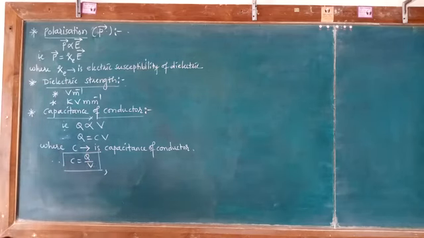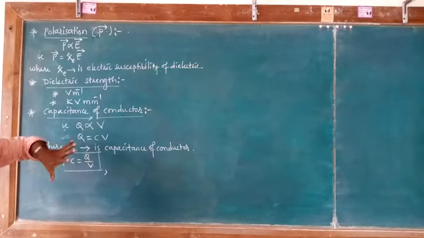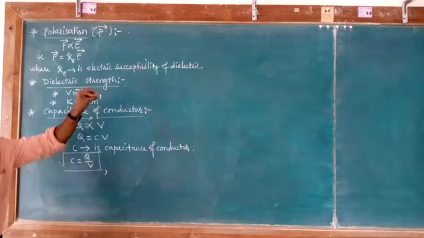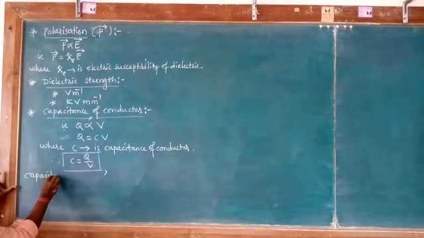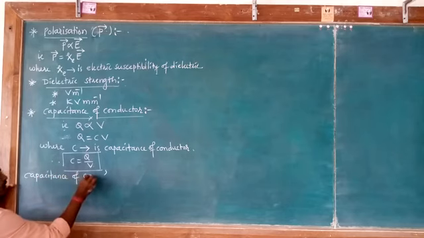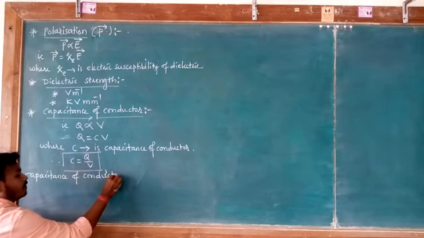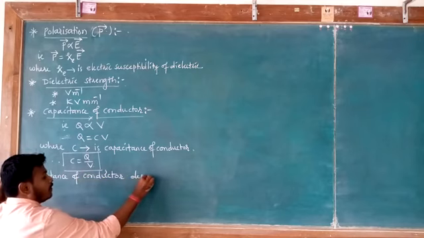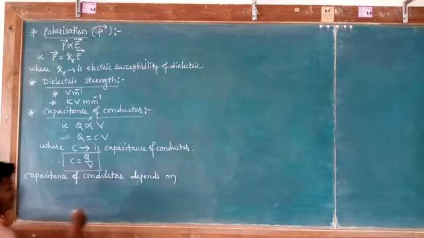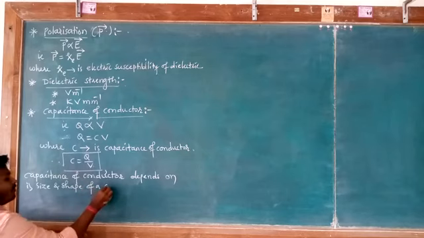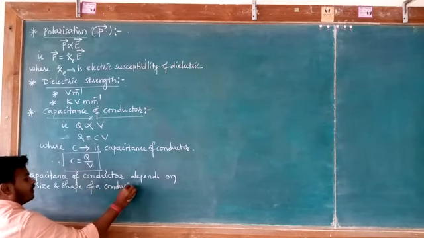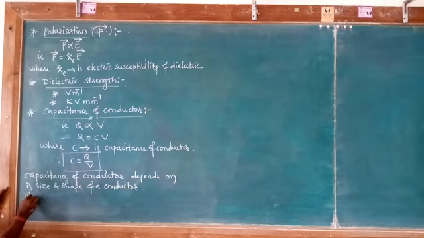The same way, by the help of this information, we have a particular content: the capacitance of a conductor mainly depends upon the following. The first one: size and shape of a conductor. And the second one we have is what? Dielectric medium.